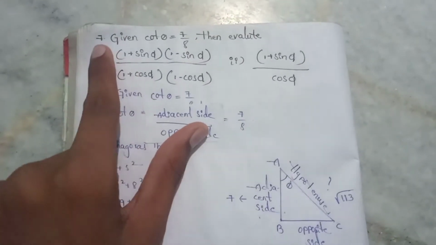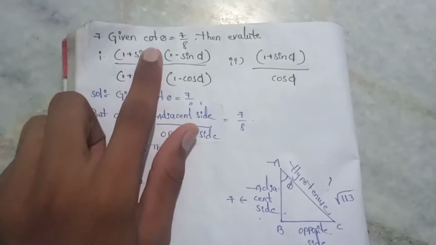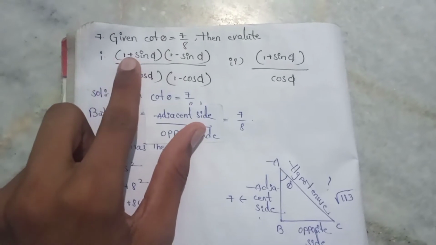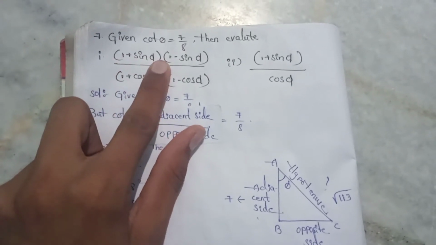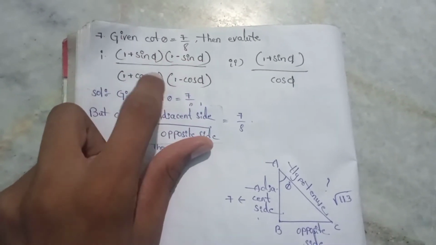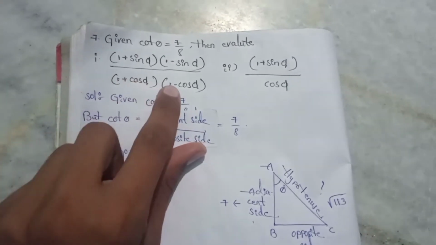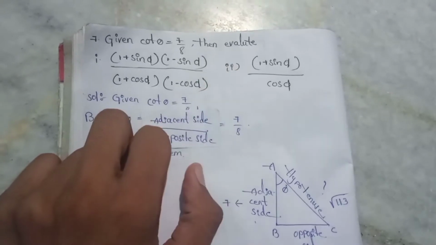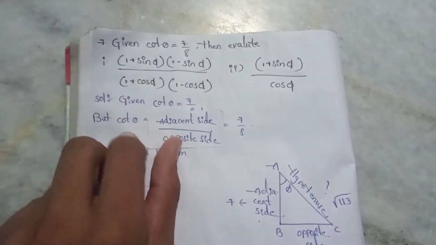See here what is given in the 7th bit. Given cot theta is equal to 7 by 8. Then evaluate (1 plus sin theta)(1 minus sin theta) by (1 plus cos theta)(1 minus cos theta). Next, the second one: 1 plus sin theta by cos theta. Now let us go into the problem.